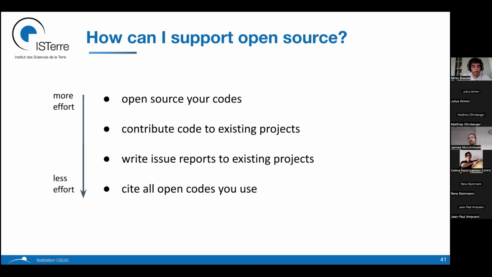So recognition is the key currency for scientists, especially for scientists who do not have permanent positions. And it's also the key currency to get funding for projects. So to get funding for open source codes, it's essential to show that they are used. So just by citing an open source code in your paper or mentioning it in your acknowledgements, in your data and materials section, that is what actually keeps open source codes running and alive.